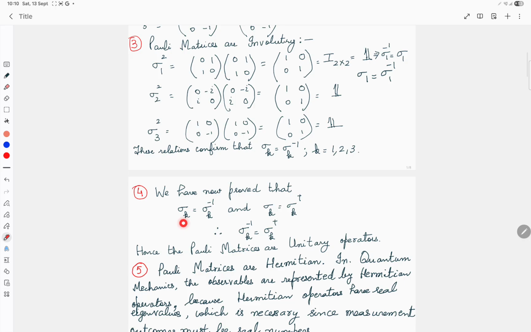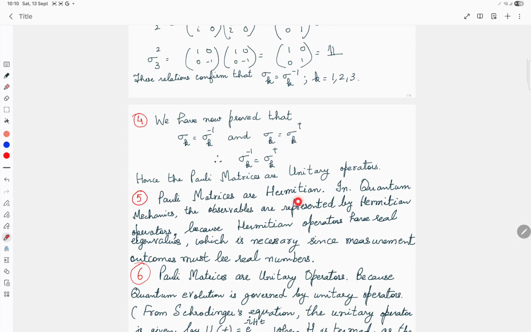So therefore we have now proved that, with this equation, the Pauli matrices are involutory. By this, sigma k equal to adjoint of sigma k, this proves that the Pauli matrices are Hermitian. So from these two equations we can say that the inverse of sigma k is equal to the adjoint of sigma k. So this results into another property which is known as the unitary property. So therefore all Pauli matrices are unitary operators also, which means that the inverse of the Pauli matrices is equal to their adjoint.